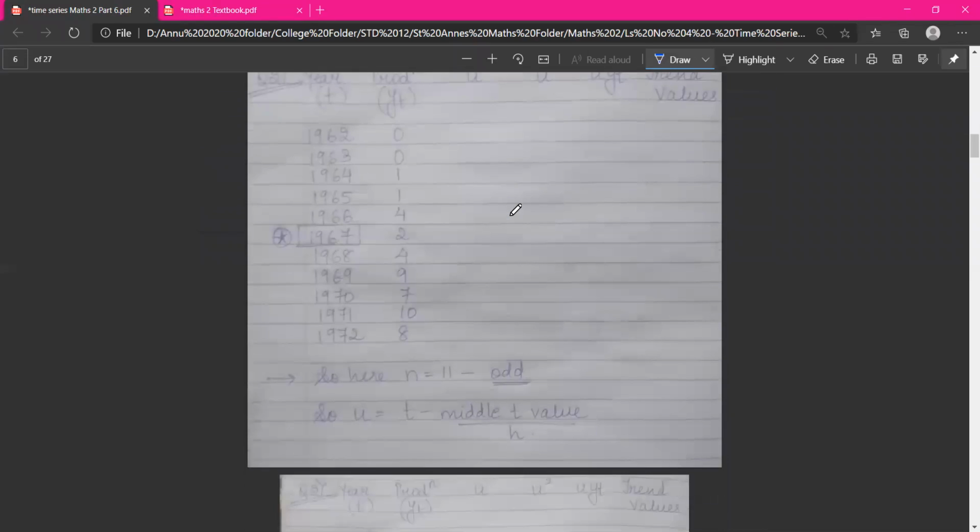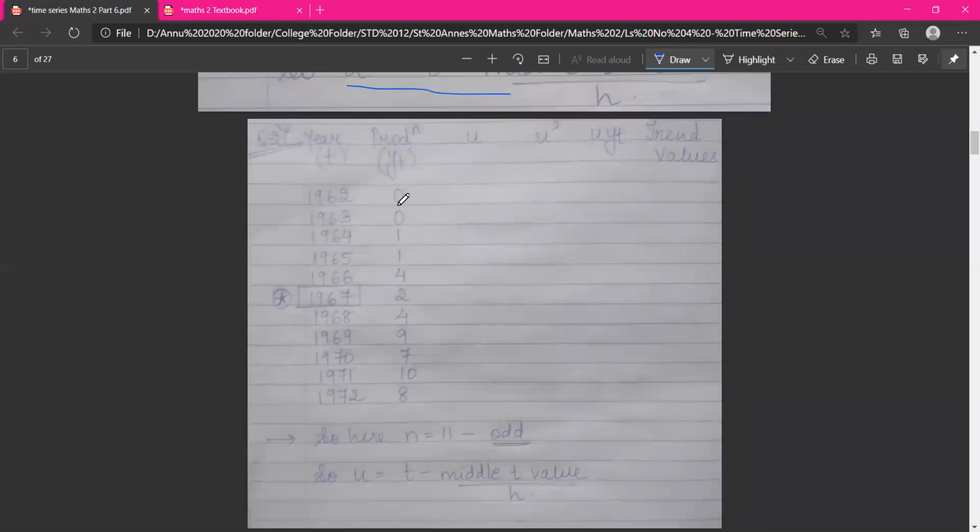So here as you saw class n is equal to 11 which is odd. So सबसे पहले I'll find out the value of u. So I'll use the formula u is equal to t minus middle t value upon h. Now when I say middle t value upon h, इसका मतलब क्या होता है class? Let us count the middle value. So as you can see, I've put the middle value in the box. If I leave 5 numbers above and 5 numbers below, I get the center value. So this is the middle year over here.